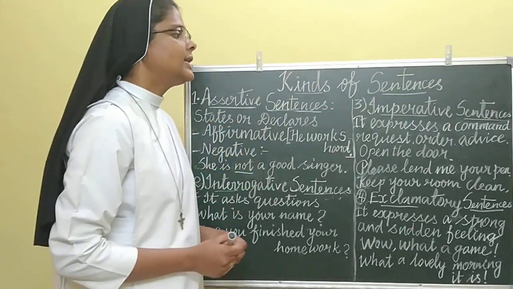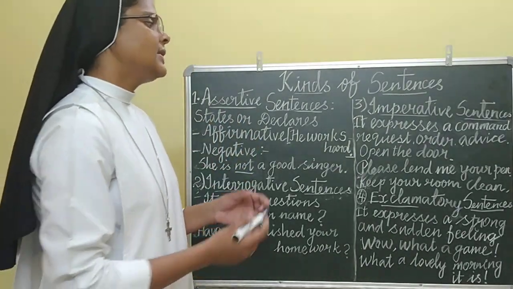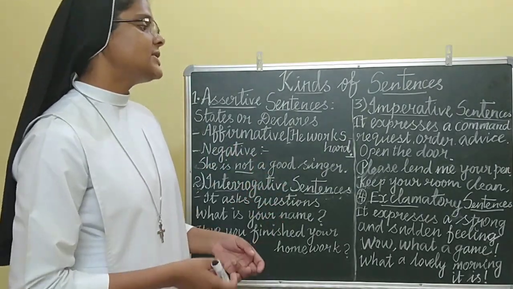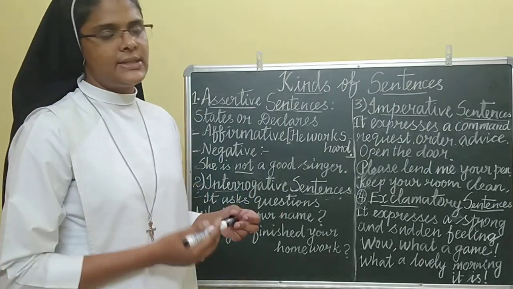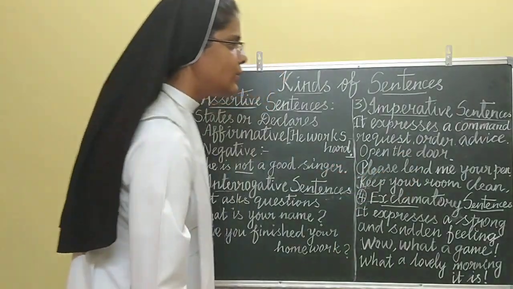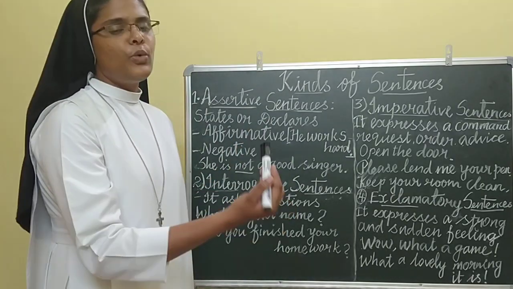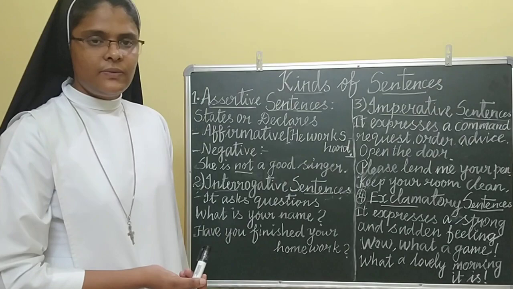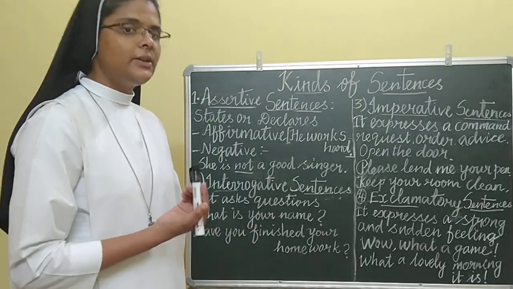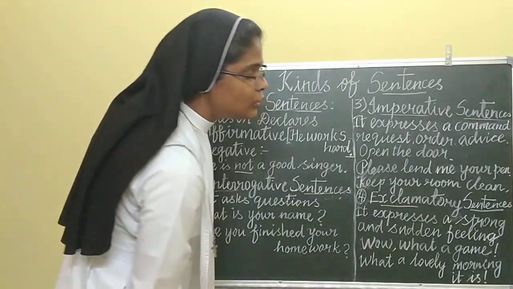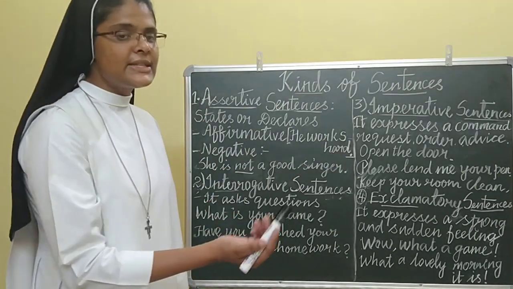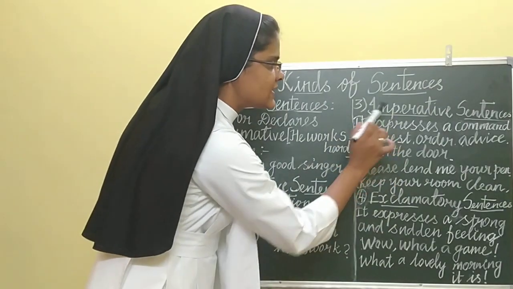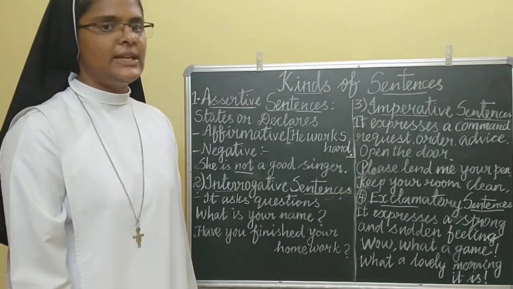Now the third one, the imperative sentence. The imperative sentence will express a command, request, order or advice. For example, "Open the door." We are ordering someone to open the door. "Please lend me your book." We are requesting someone to give their book. "Keep your room clean." We are advising someone to keep their room clean. So these kinds of sentences are called imperative sentences.